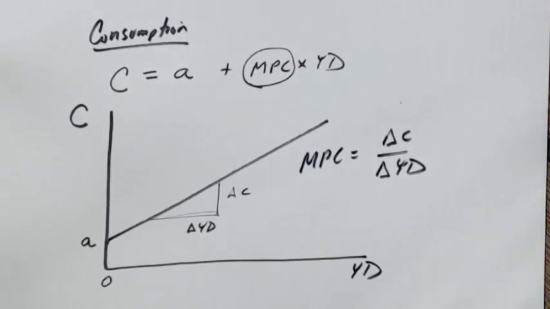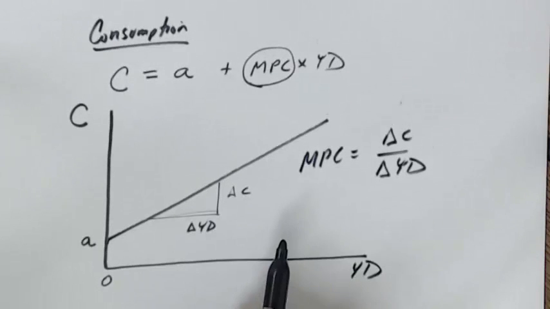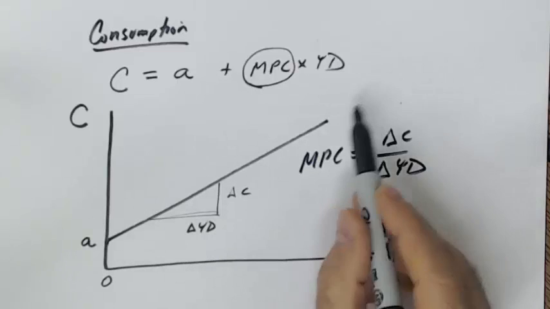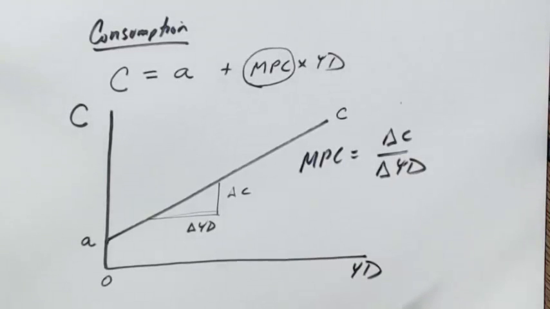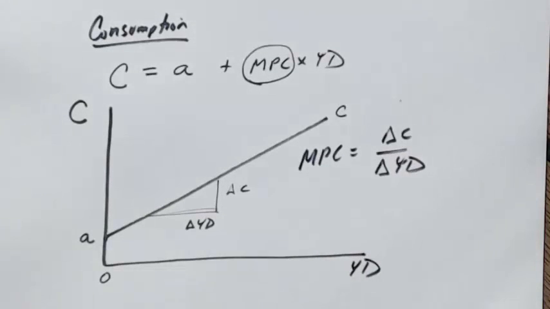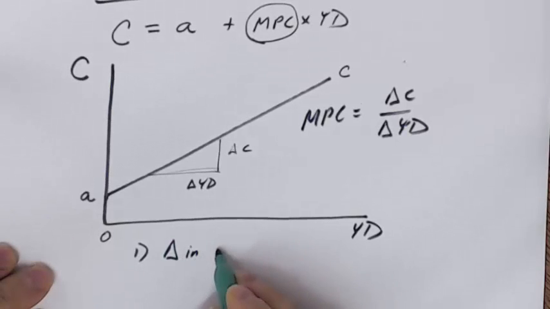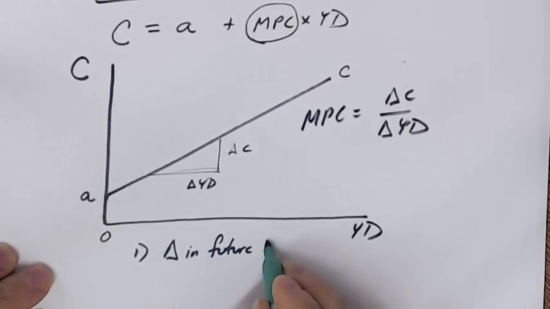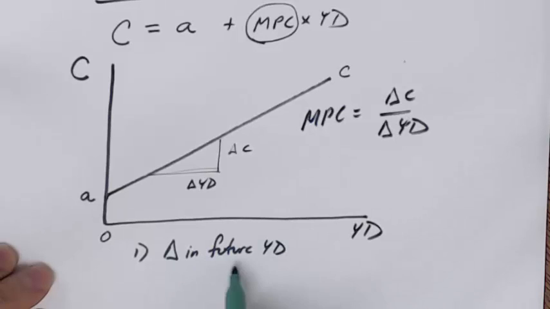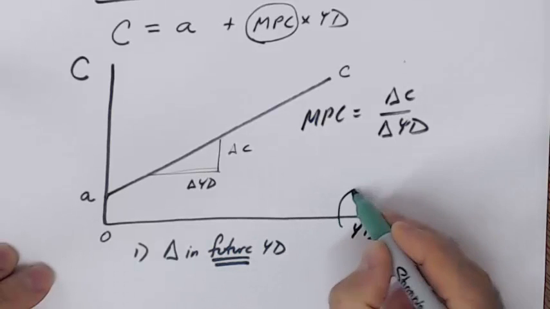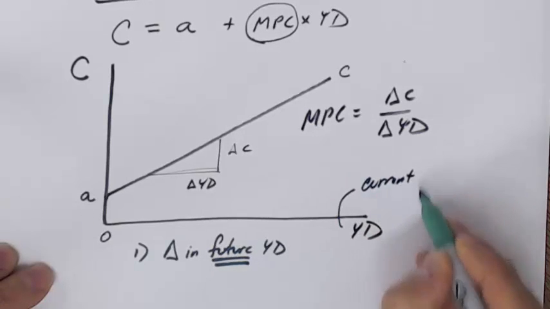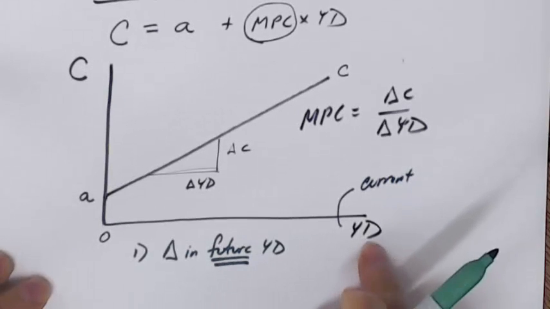Okay. So now what we want to look at is what shifts this consumption function. So this is C, the consumption function. What shifts it? Well, there's a couple of shifters. There are two main ones. The first, I'll write it here, is changes in future disposable income. This should be labeled current disposable income to be clear.